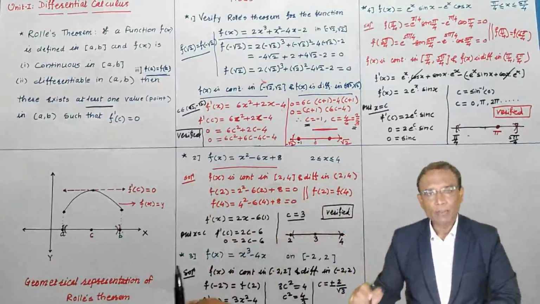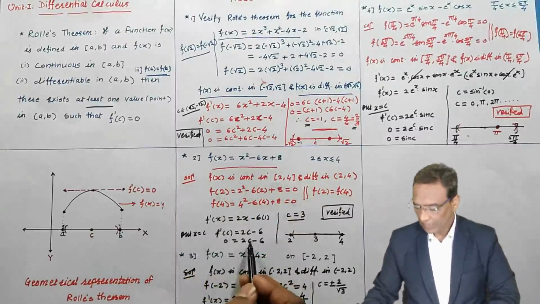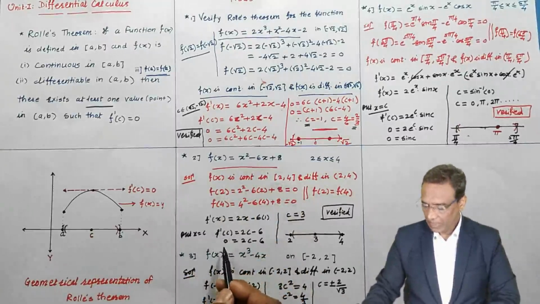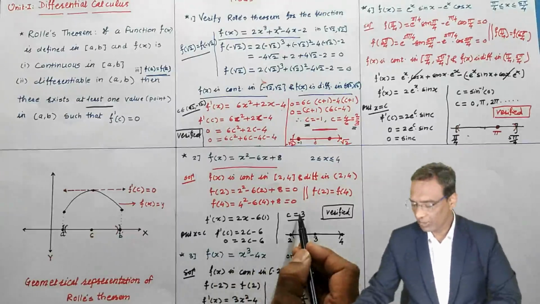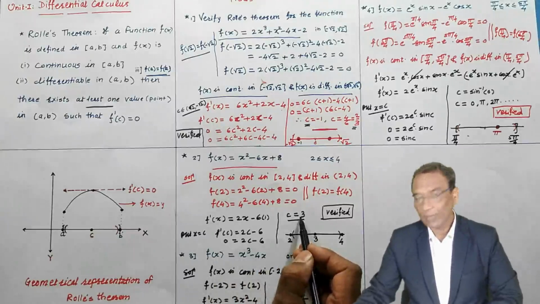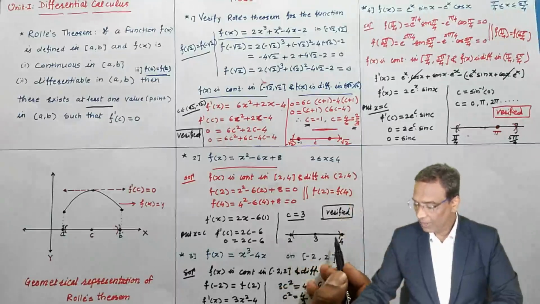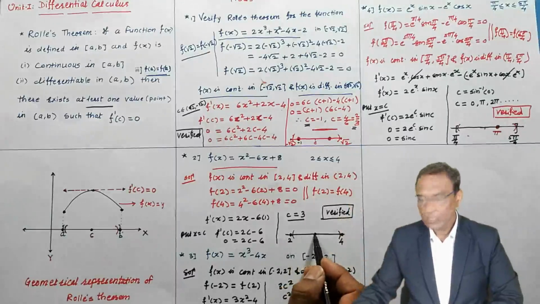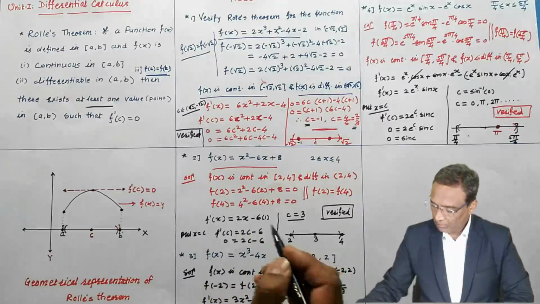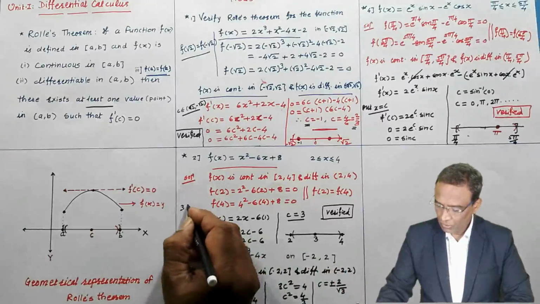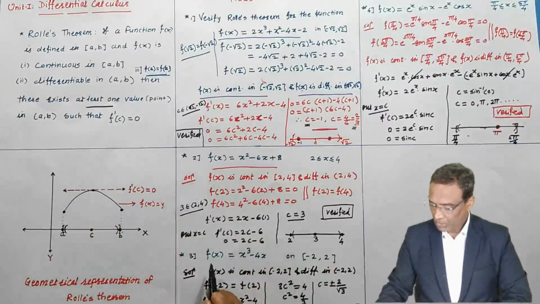For finding the value of C, take the derivative, put x equal to C, and I'll get f dash C. Put f dash C equal to 0: 2C minus 6 equals 0, therefore C equals 3. Now you check whether this value of C belongs to the open interval or not. This is the open interval 2 to 4, and 3 is lying somewhere here, so 3 belongs to the open interval 2 to 4. Therefore, the theorem is verified.